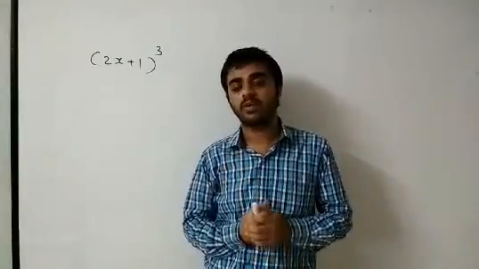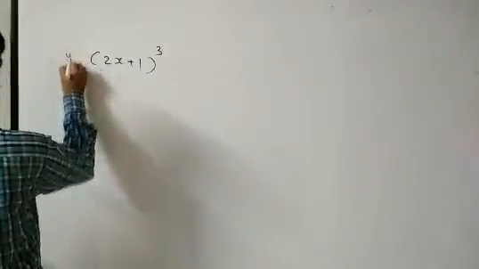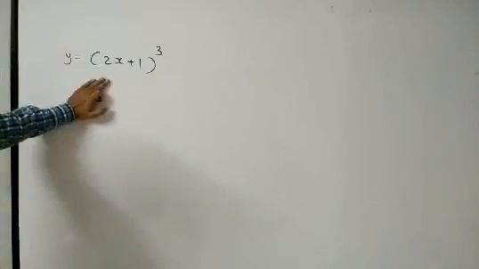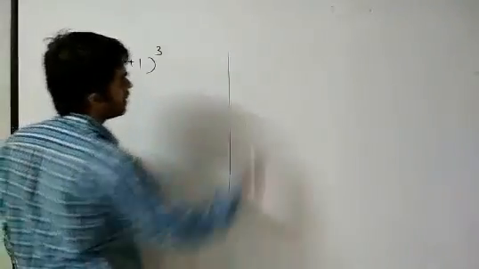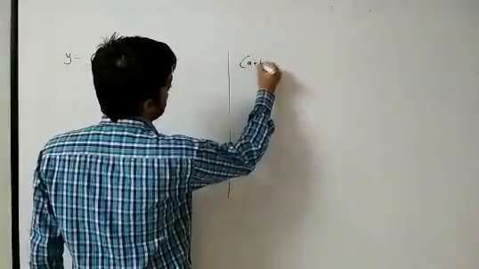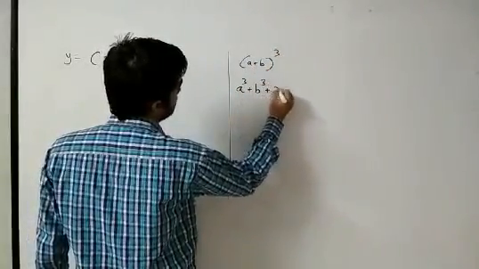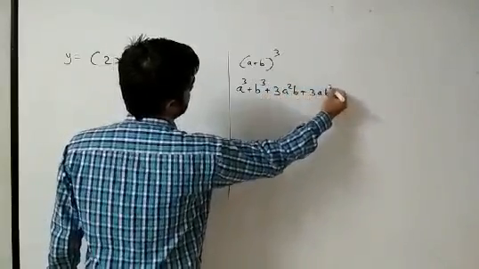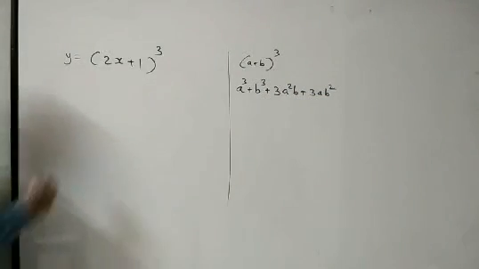So now let us assume that this function is equal to y. Now for 2x plus 1 whole cube, we do not have any formula, but we have the a plus b whole cube formula, right? a plus b whole cube is a cube plus b cube plus 3a square b plus 3ab square. So we will take the help of this formula.